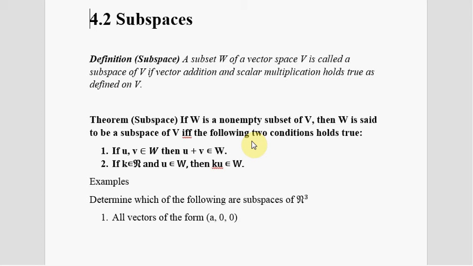V is some vector space, if and only if the following 2 conditions hold. 1 is A1 from the vector space axioms, and number 2 is M1. This second one is the closure with respect to scalar multiplication. Just show those 2, and that's sufficient for a subspace. So the examples follow.